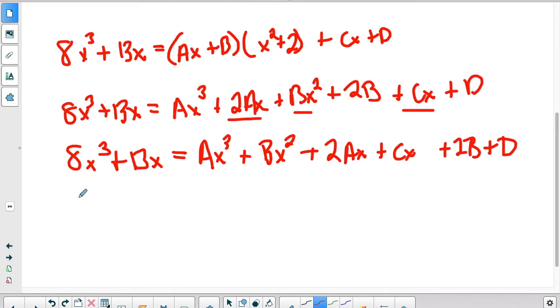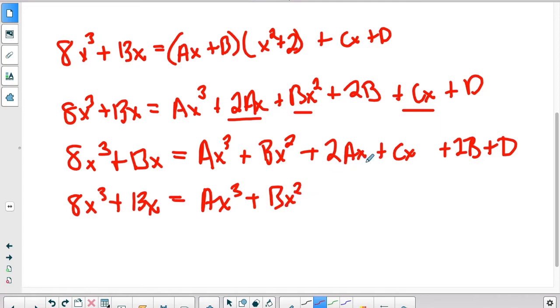Now we can group the ones in the middle, plus 13x. So ax cubed doesn't change. bx squared is fine. But here we have a common term of x, so I'm going to factor it out. So we get x times 2a plus c, plus, I'm just going to put parentheses around this, 2b plus d, because they're like terms.